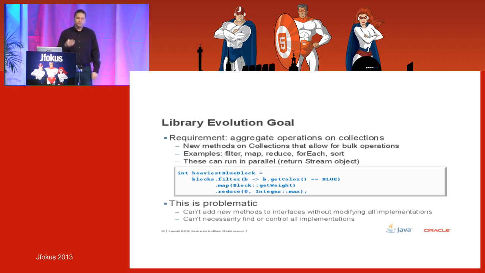So, what are we trying to do here? Well, the requirement is we want to aggregate operations on collections. It's this whole thing about replacing the use of the for loop with some library that enables us to process things in either a serial or a parallel way, which is invisible to the person writing the code. So we need new methods on collection for bulk operations. We need things like filter, map, reduce, forEach, sort, and so on. Then we can run these in parallel. One of the things that is also being added to JDK8 is this idea of a stream class.